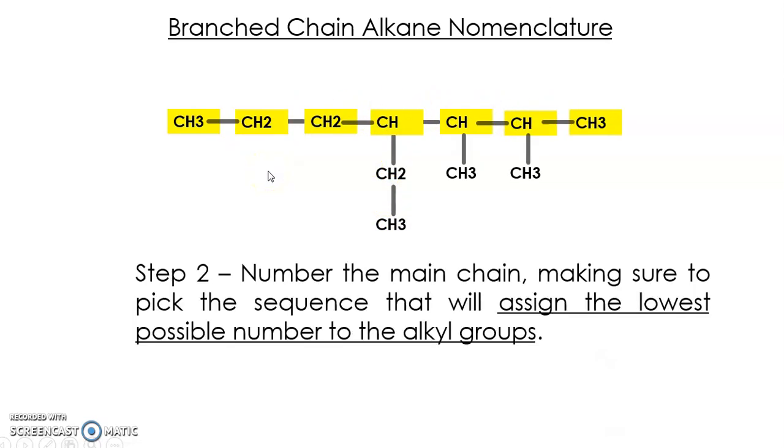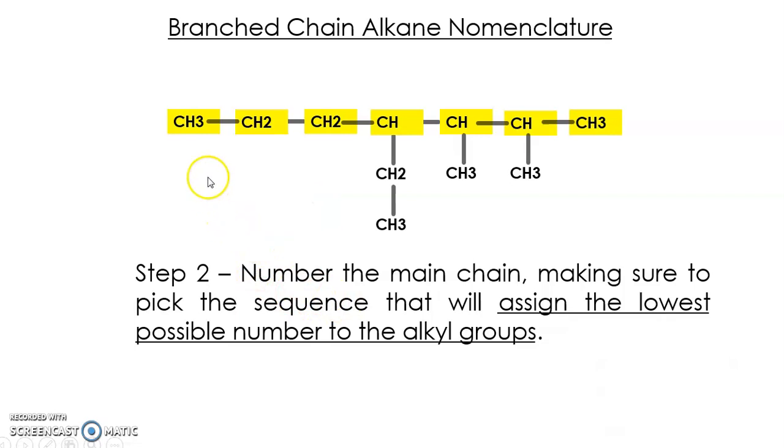So okay, step number 2. Number the main chain, making sure to pick the sequence that will assign the lowest possible number to the alkyl groups. These three alkyl groups, right? So what does this mean?